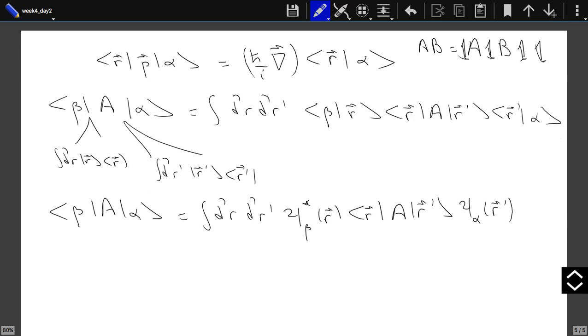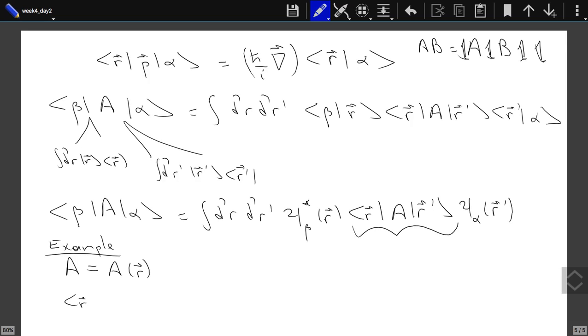Well, of course, now if we want to calculate this matrix element, we still need this operator. What is that operator? Well, the simplest case will be an example: A can be some function of the position operator itself.